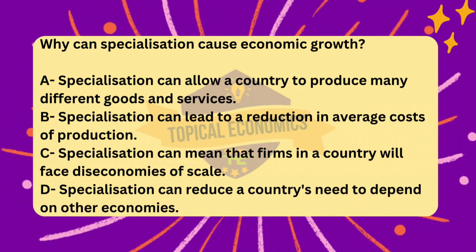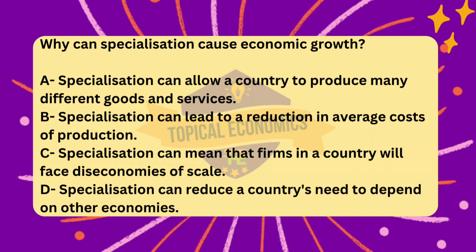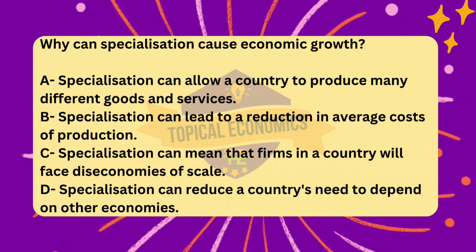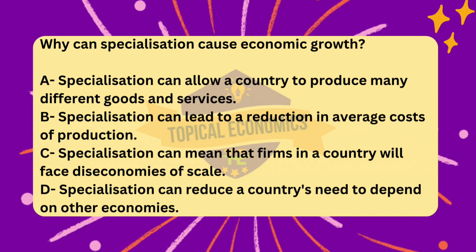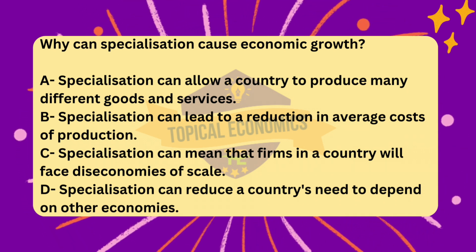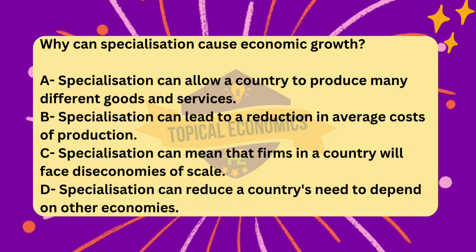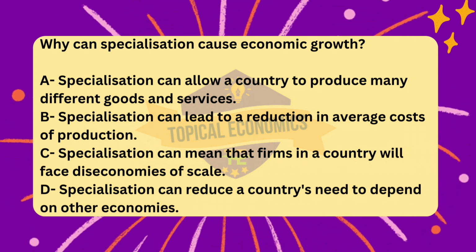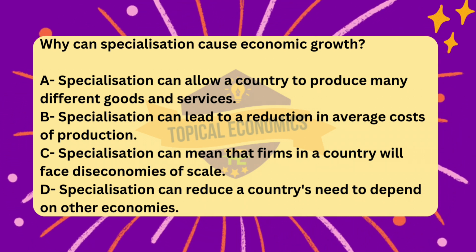Next, option C, specialization can mean that firms in a country will face diseconomies of scale. Diseconomies of scale refer to the point at which a firm becomes too large and starts to experience increasing average costs due to inefficiencies. Specialization, on the other hand, generally helps firms achieve economies of scale, not diseconomies, by allowing them to focus on producing a specific set of goods more efficiently.